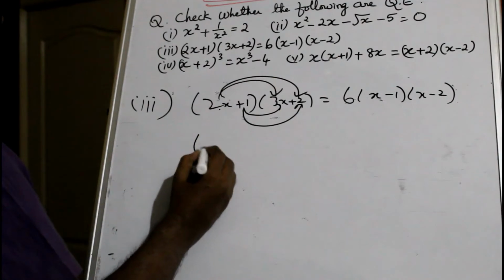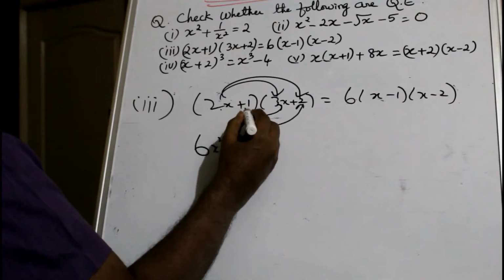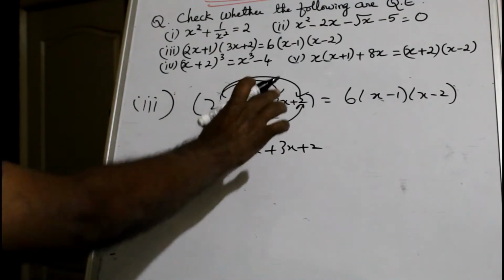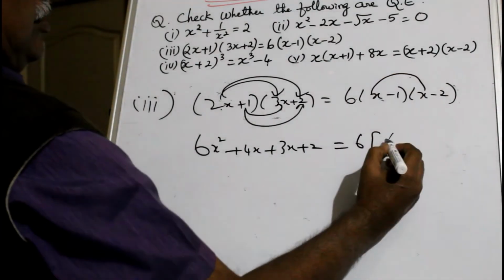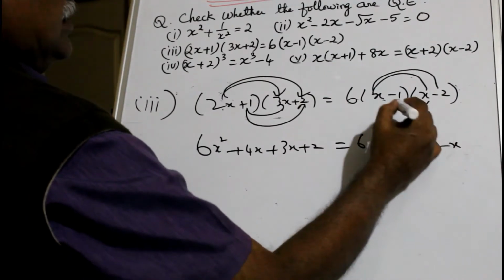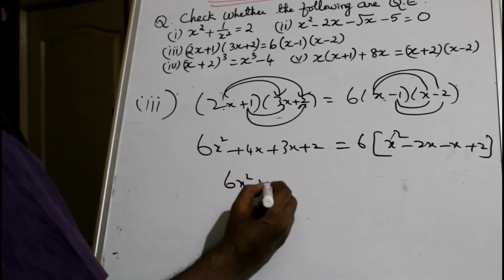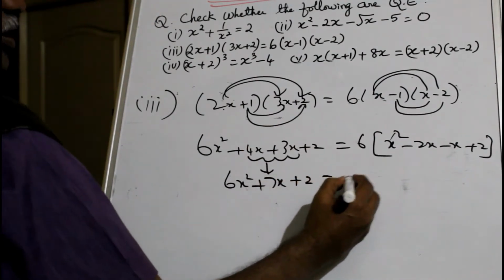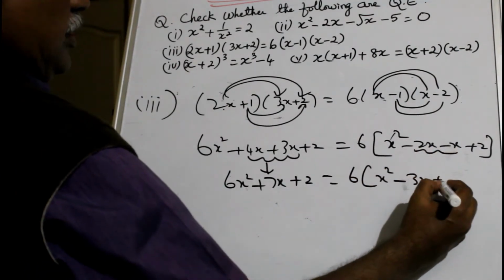So 2x into 3x is nothing but 6x square. 2x into 2 is nothing but 4x. 1 into 3x is 3x plus 2 ones are 2. So like this you get 4 terms when you expand this. Here first you keep the 6 outside and expand this. x into x is x square minus 2x minus x and minus minus is plus 2. So again you get 6x square plus 7x, 4x plus 3x you can add like terms, plus 2.